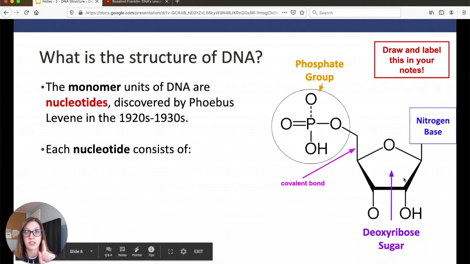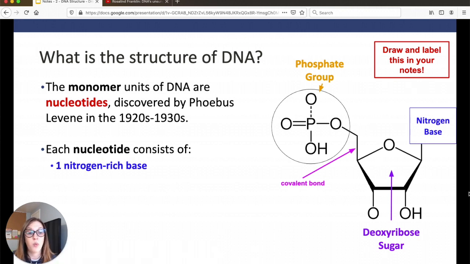So there's three parts of one nucleotide. There's one nitrogen-rich base. Okay, so there's a region of atoms that contain a lot of nitrogen. And this is the nitrogen base. This nitrogen base is bonded to a 5-carbon deoxyribose sugar. And we'll talk about the 5-carbon part of the sugar coming up, so don't worry about it right now. But just know that we've learned that sugars are a ring of carbons. So this is a closed ring of carbons. And so this is the deoxyribose sugar region of the nucleotide.